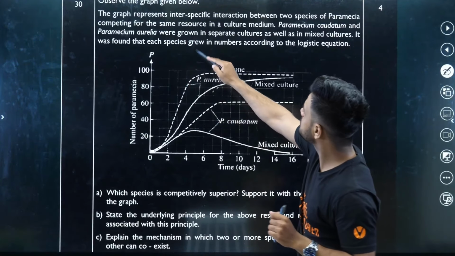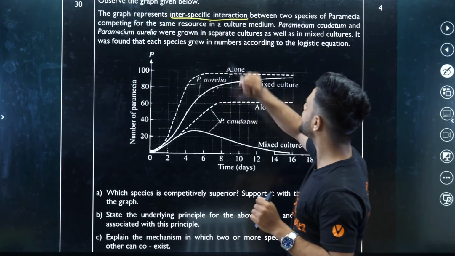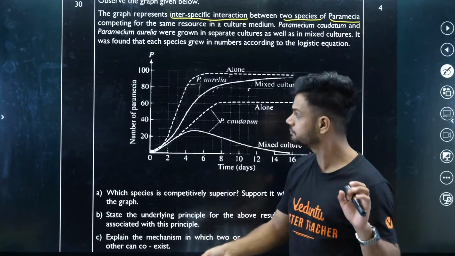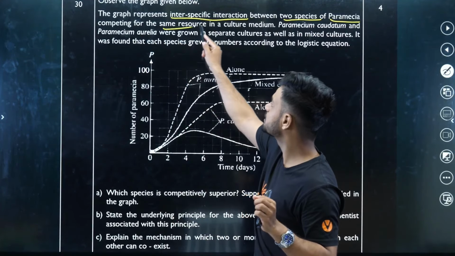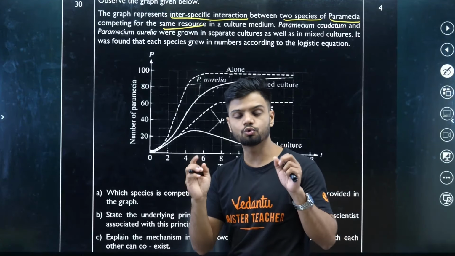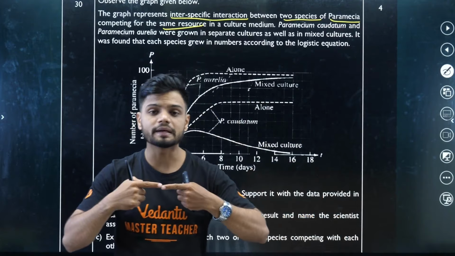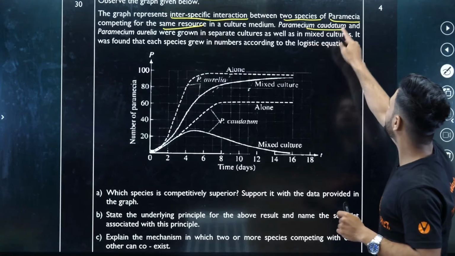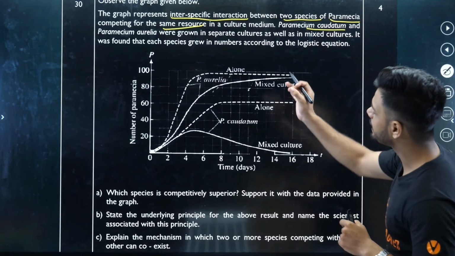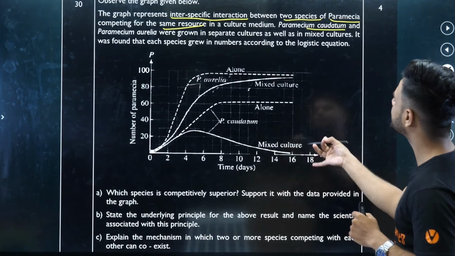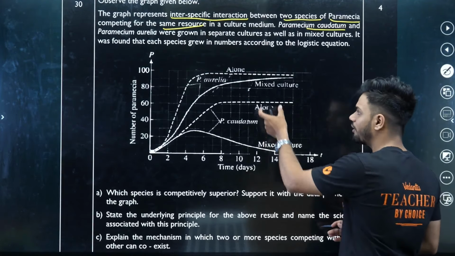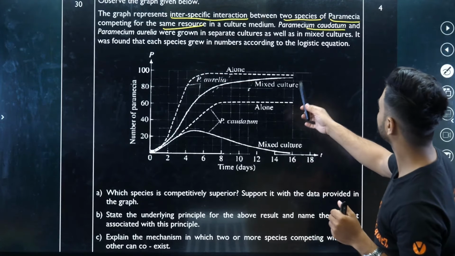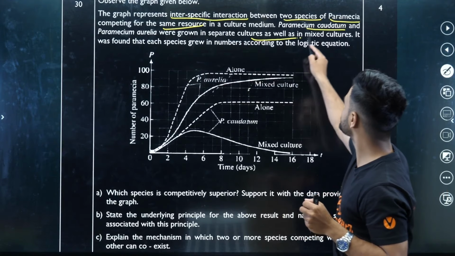The graph represents interspecific interaction between two species of Paramecium, competing for the same resource in a culture medium. So two different types of Paramecium are there. Both are competing for the same resource here. Paramecium caudatum and Paramecium aurelia were grown in a separate culture as well. They are growing them together, also we are growing them separately, right? Caudatum were grown separately as well, and in a mixed culture.